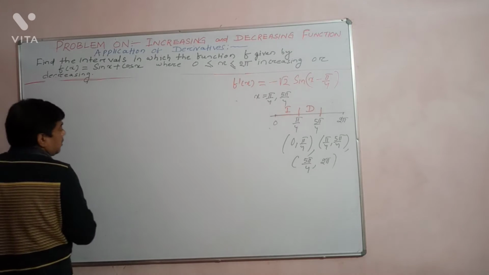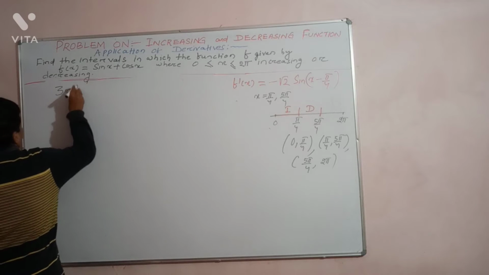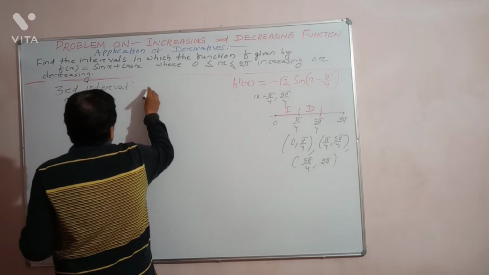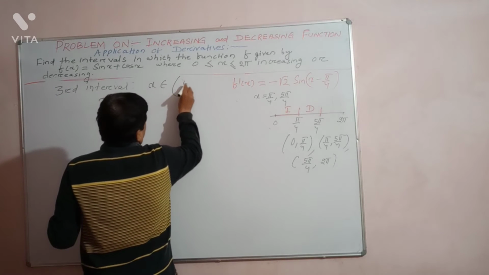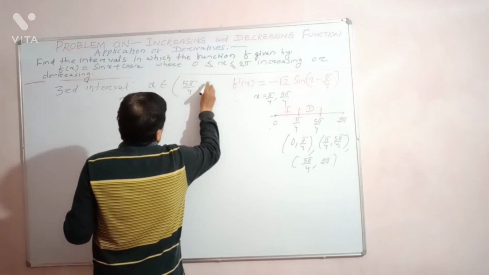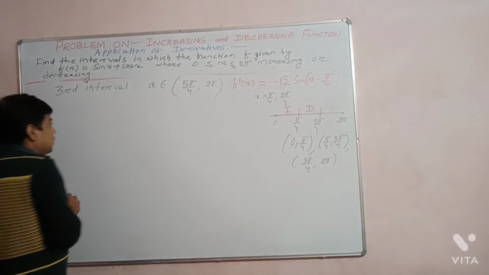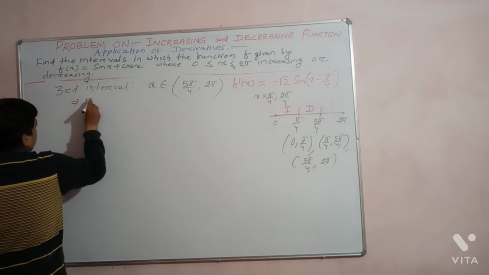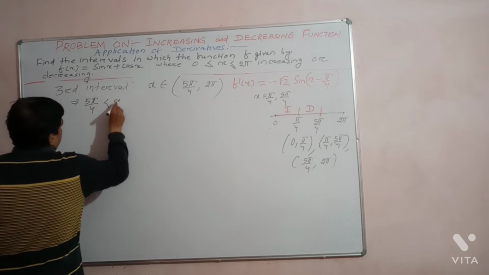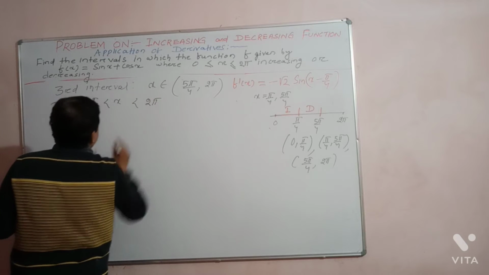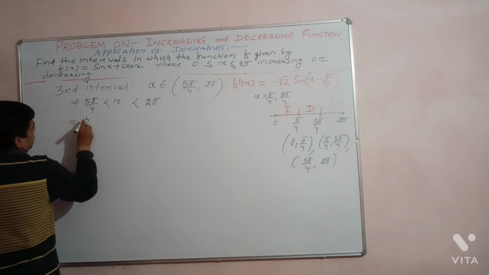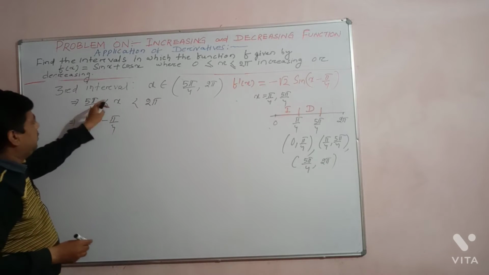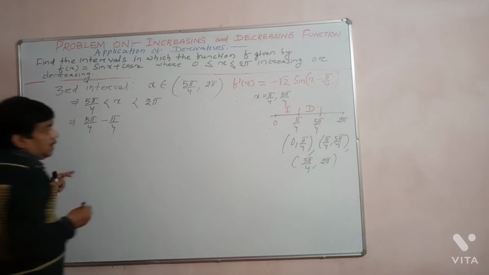Now let's see the third interval. What is the third interval? Yes. Third interval is that x belongs to 5 pi by 4 to 2 pi. Yes or no? That implies 5 pi by 4 is less than x is less than 2 pi. Understand? Because x lies between 5 pi by 4 and 2 pi.